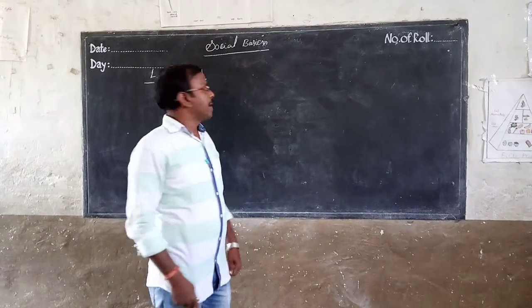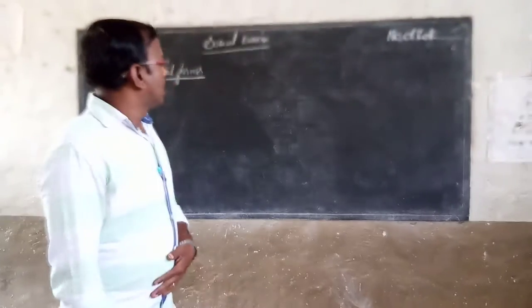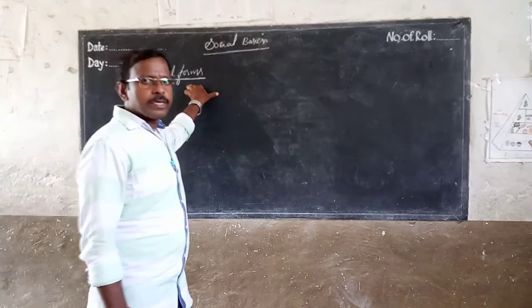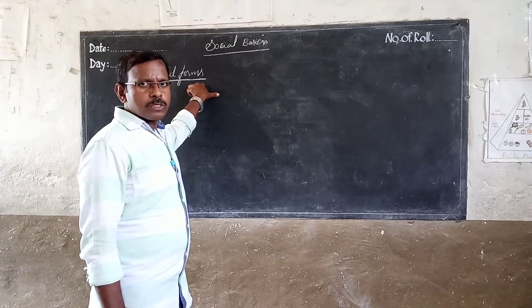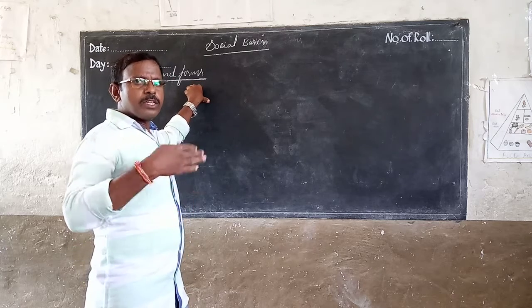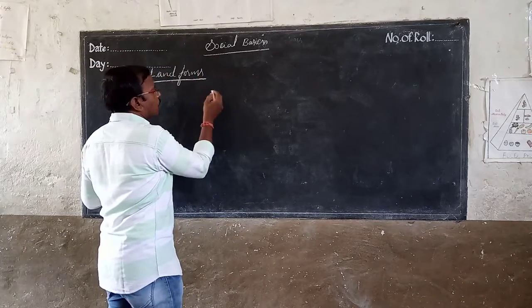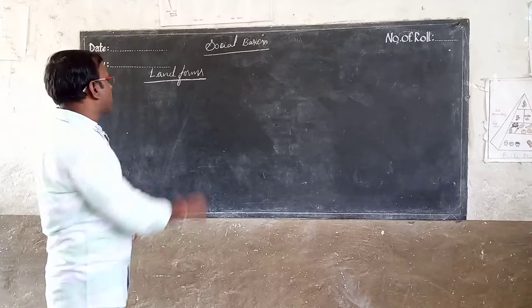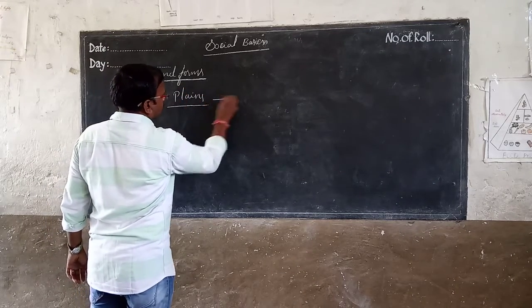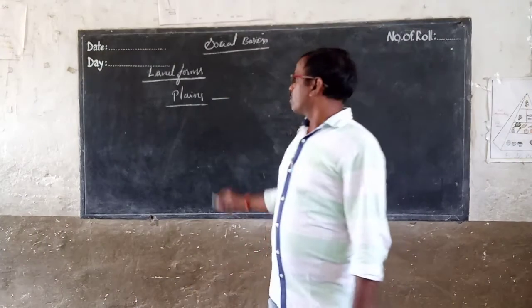In social basics, we will now see landforms. In the last video, I told you that we would cover landforms and maps. These things will continue, and we will go deeply into the basics of landforms. We know there are so many landforms. The main landform is plains. Plains are one of the landforms.